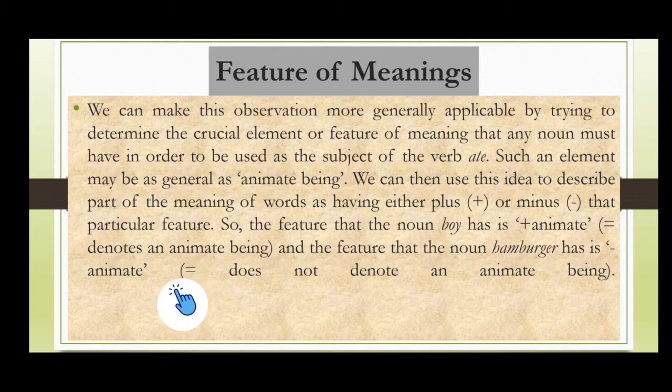So for hamburger we will put animate, and with animate we will put minus. Minus means that a hamburger doesn't have the capability of eating. And if we put boy and then animate, then we are putting plus there. Plus means that the boy has the capability of eating. So through this we know the feature of meaning, whether the noun, the subject of the verb ate, has the capability of eating or not. If it has the capability of eating, we will put plus. And if it doesn't have the capability of eating, then we will put minus.